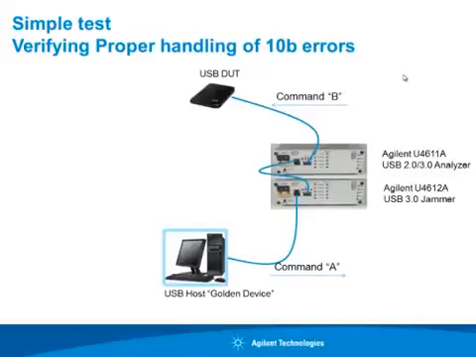Our first simple test: I have my device connected to my host, but I have the link flowing through my analyzer and my jammer. So when the host sends a command, it flows first through the jammer, where I can modify that command. Then the analyzer will see that modified command before it gets to the device under test and will measure all the responses. Our first test will be inserting a simple 10B error.